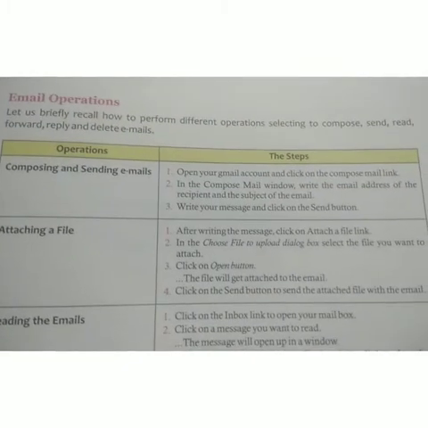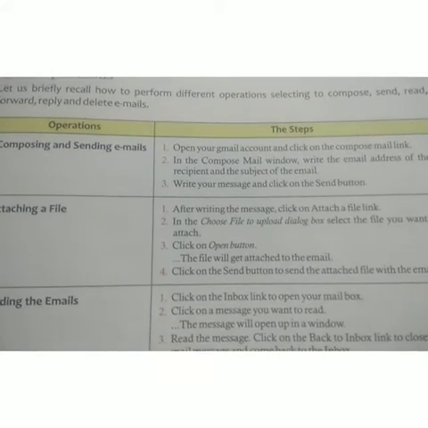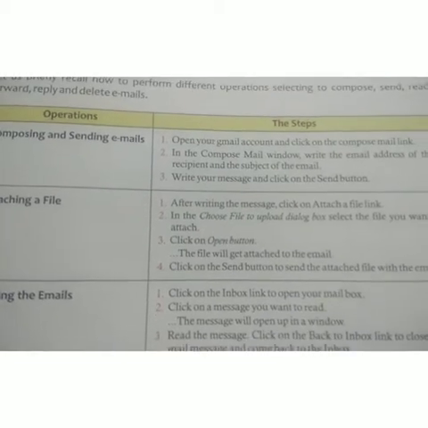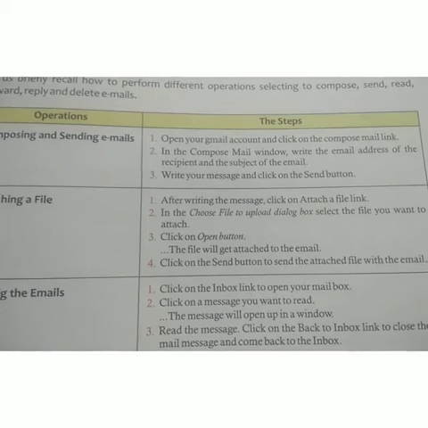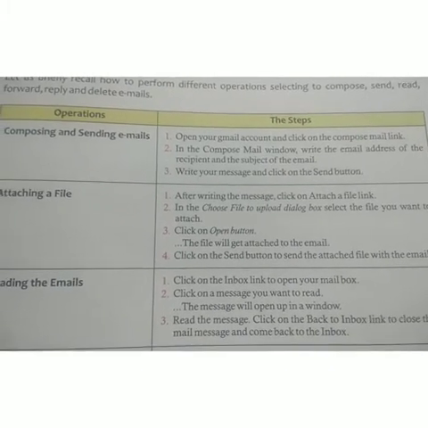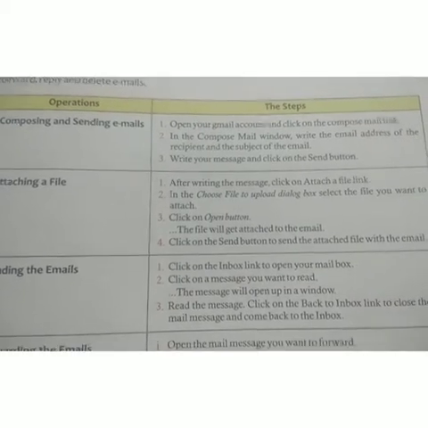Next topic, email operations. So let's discuss these operations. Number one, composing and sending an email. The steps are: first of all, open your Gmail account and click on the compose mail link. Then in the compose mail window, write the email address of the recipient and the subject of the email. Last step, write your message and click on the send button.